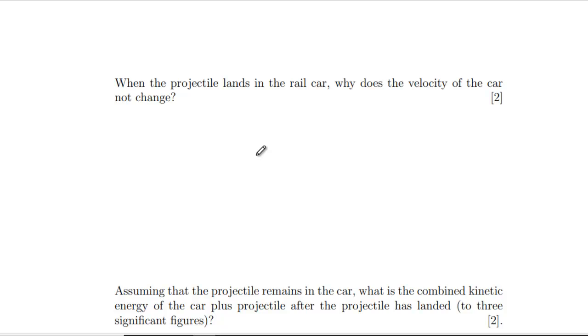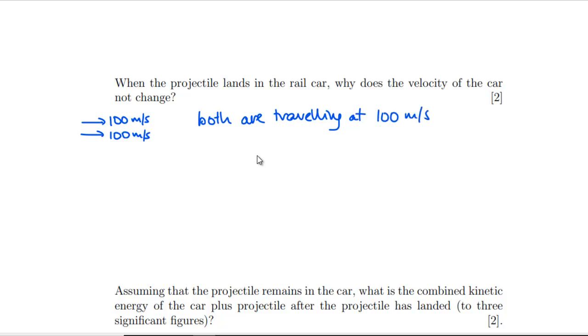When the projectile lands in the rail car, why does the velocity of the car not change? Okay, so this is going to be to do with conservation of momentum, isn't it? So we've got both of them constantly moving with this 100 meters per second in the horizontal direction. So both are traveling, it's going to be a hard one to put into words, I think, at 100 meters per second horizontally.